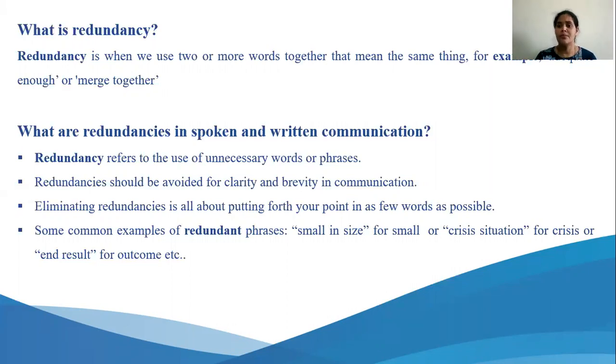Now come some common examples. Instead of just saying small, we say small in size. Small itself signifies the size. Crisis situation. Instead of just saying crisis, why should we go ahead with crisis situation? What is the end result? Result itself is end. So instead of using just one word, outcome, we say end result. We should avoid such repetition of words which have similar meaning.